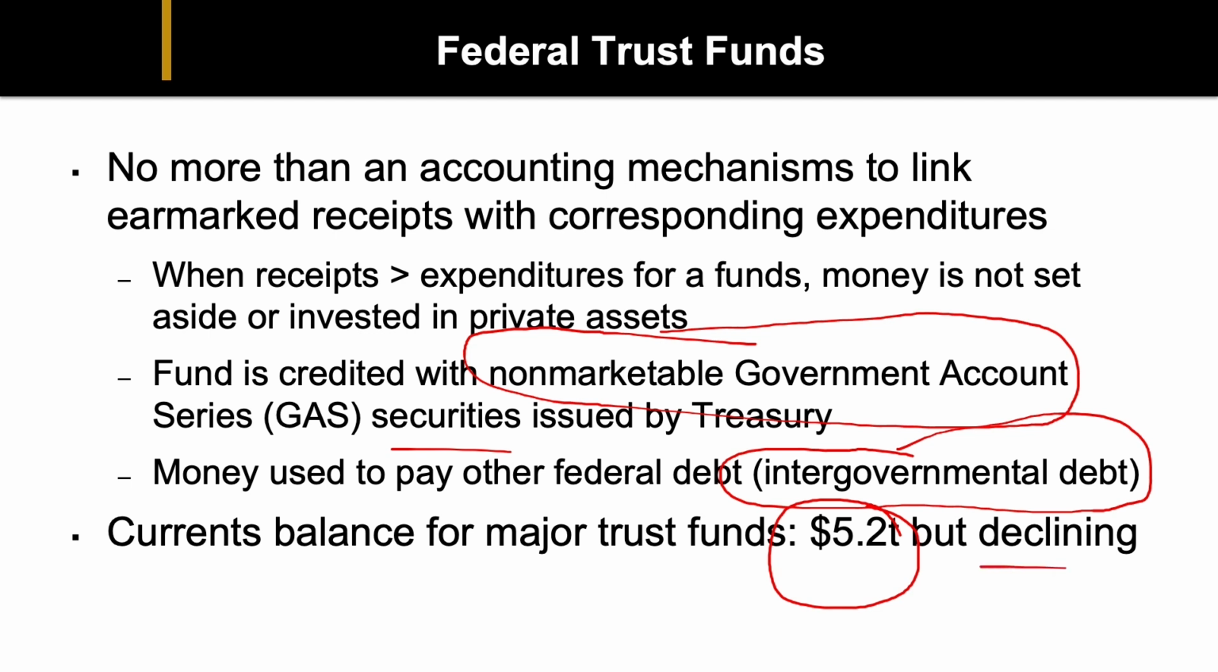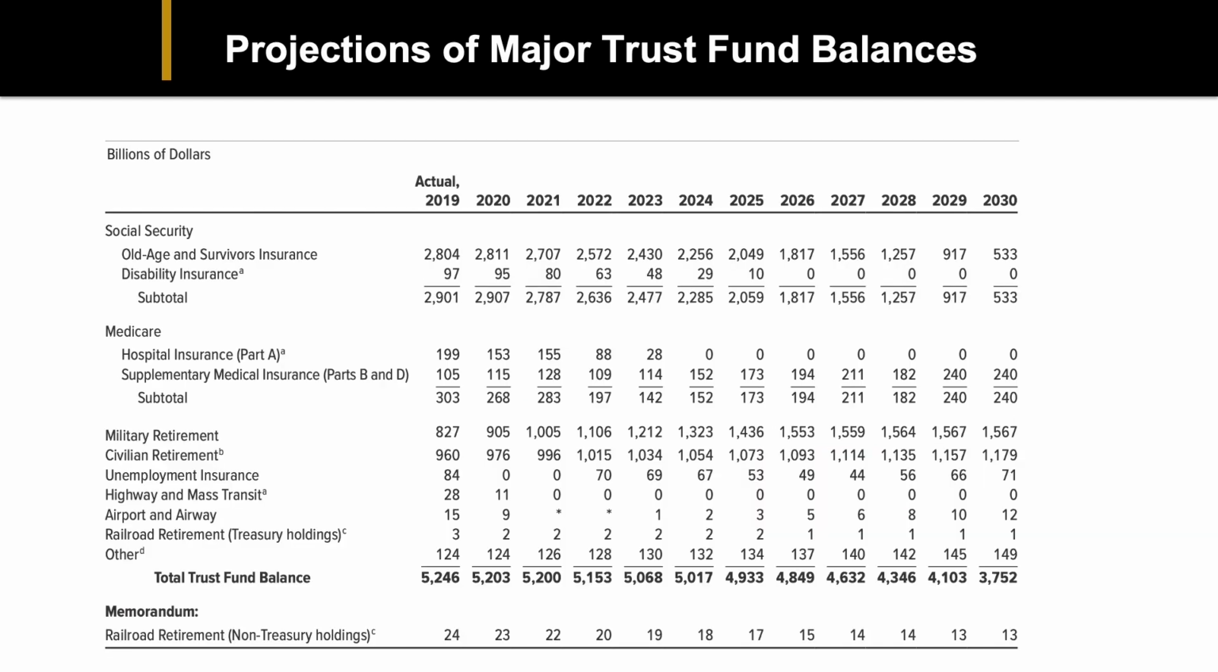But that balance is declining, meaning that for a while the receipts exceeded expenditures for most of these, and now the receipts are starting to slow down, expenditures are starting to rise. This is primarily because of an aging population, and the amount of money in these trust funds is going down.